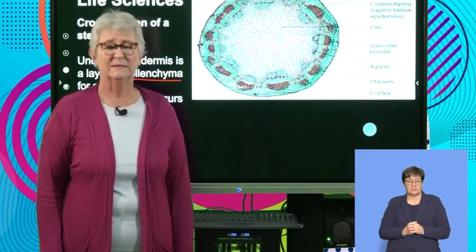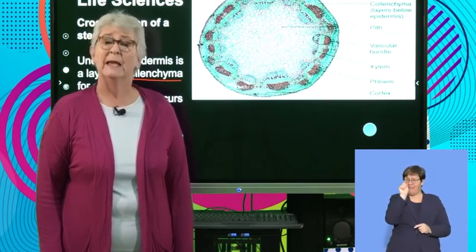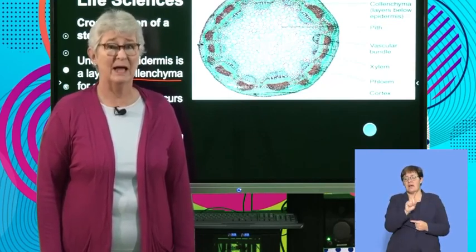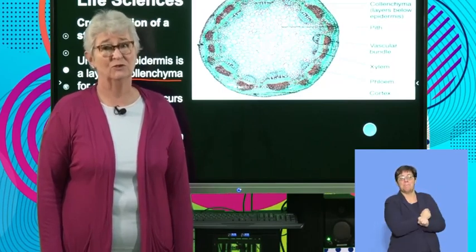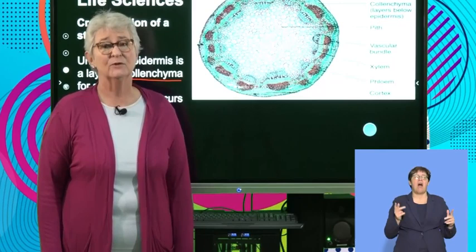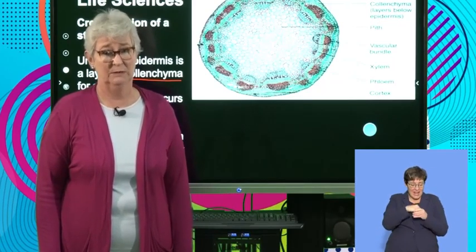I know it's very confusing looking at all these cells everywhere. So what we're going to do now is look at a simpler diagram which simply shows us where the different types of tissues are found, and hopefully that will make it a bit easier for you to understand the pattern we find in the stem of a plant.